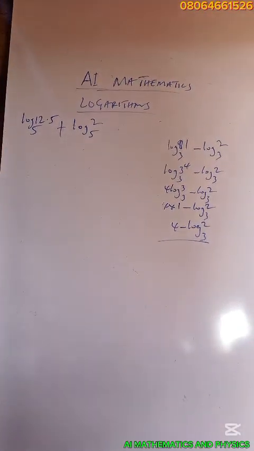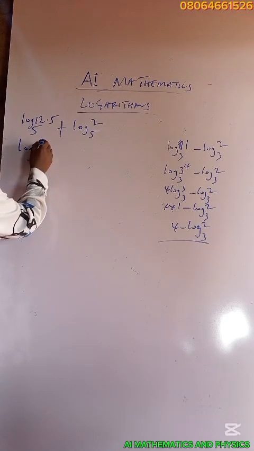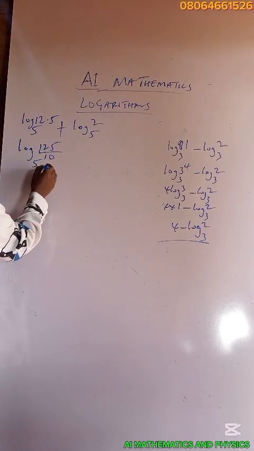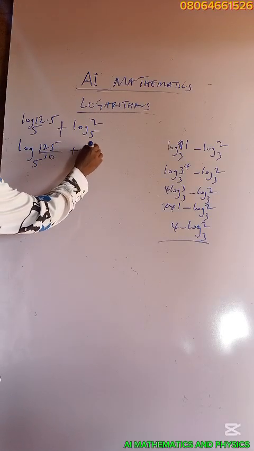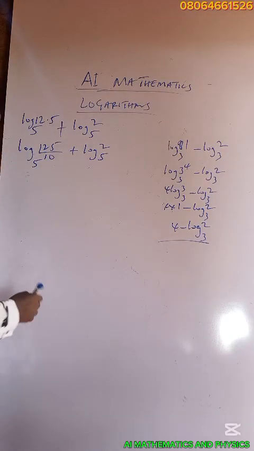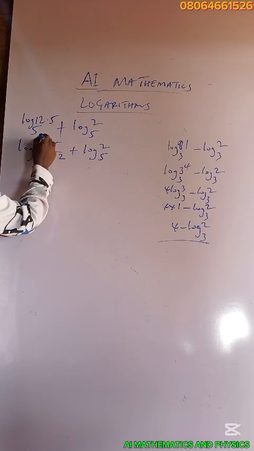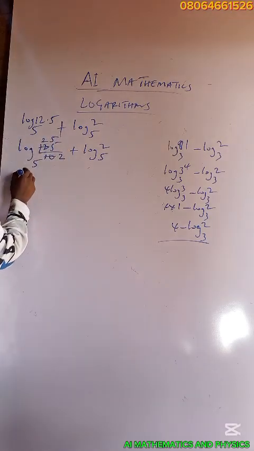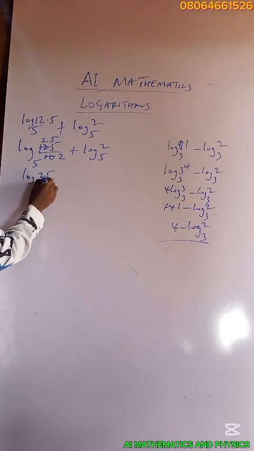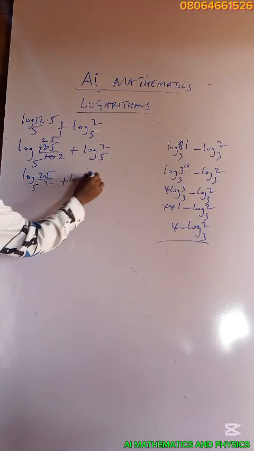Now, which means log 125 over 10 base 5 plus log 2 base 5. Something still goes. 5 here, 2. 5 here, 2, 5. We have log 25 over 2 base 5 plus log 2 base 5.